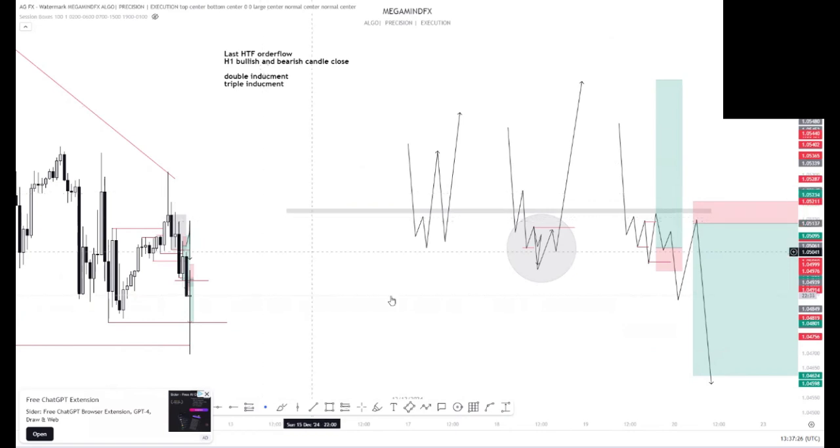The only complex market structure I have is identifying your last higher time frame order flow. If you can identify your last higher time frame order flow, then every other thing you're looking for, you're going to find. It's that simple, bro. Very simple, but very powerful.